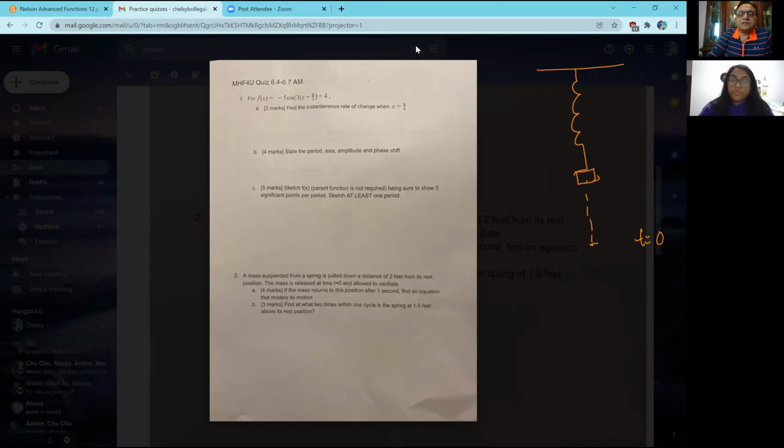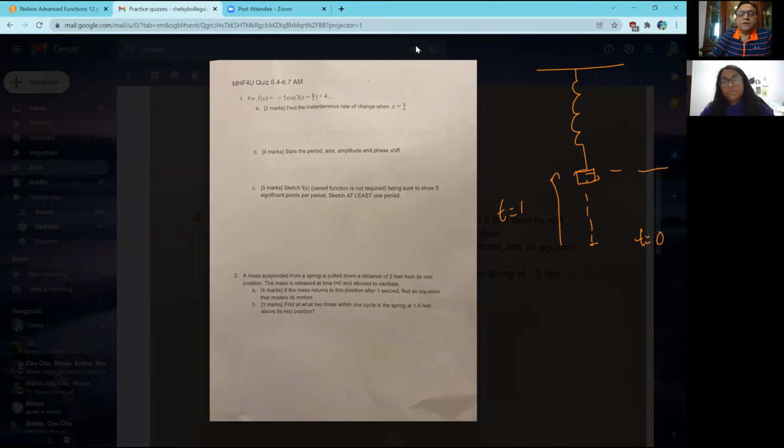So it says a mass is suspended by the spring and is pulled down a distance of 2 feet from its rest position. So this is the rest position. So it is going up and down from here, right? If the mass returns to the position after 1 second, so if it goes up at t equals 1, find the equation of the motion, model its motion.